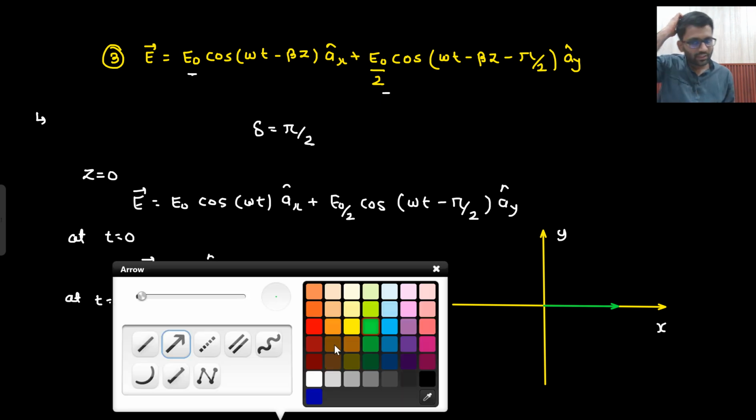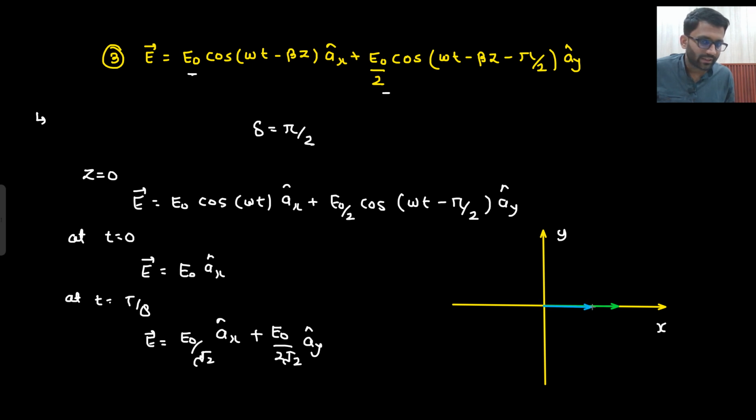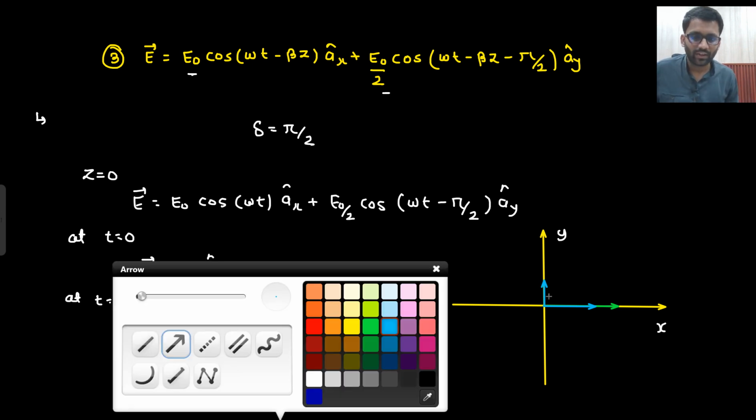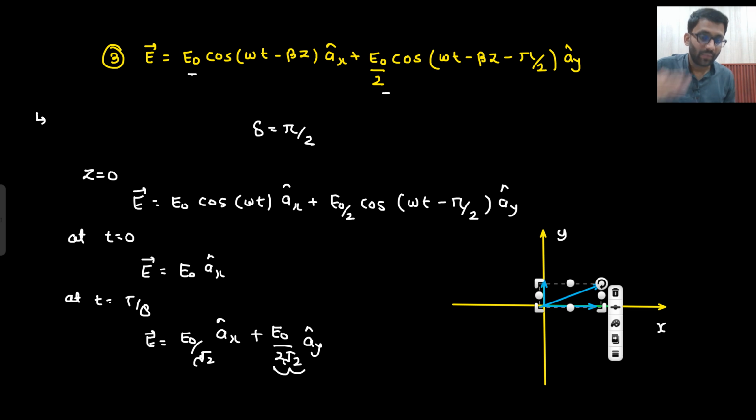Okay. So what do you see here? E naught by root 2 in x direction, and E naught by root 2 by 2 in y direction. That means the y direction has lesser amplitude. So let's just say this is the point. I am pulling this point with some x force, and here I am pulling with x by 2 force. So where will it go? It will go somewhere in between.